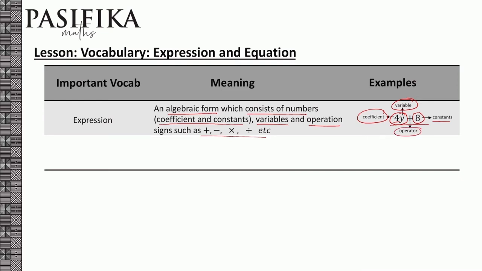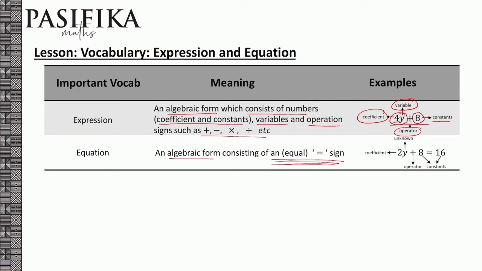Now, the other important vocabulary we need to be aware of is equation. What is an equation? Well, it is an algebraic form which consists of an equal sign. So, let's look at an example. So you'll notice that it's similar to an expression, however, it's got an equal sign and it equals to something. What you notice is we still have the coefficient, and these two are now constants. We have an operator, and in this case, we've got an unknown. This means the unknown can only take one value when we solve this equation.